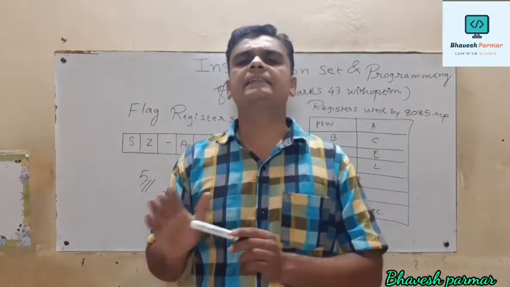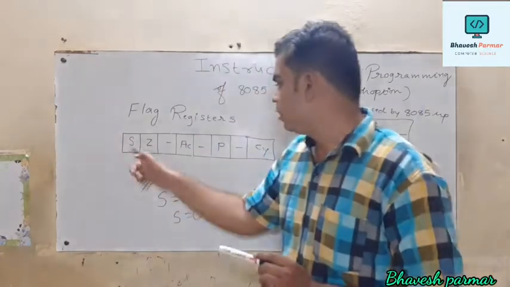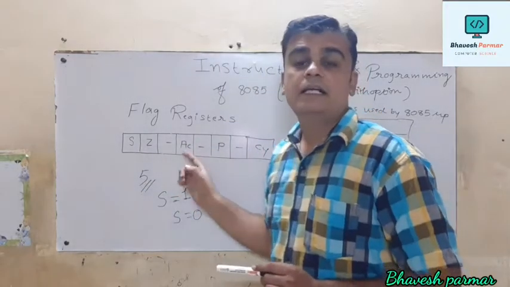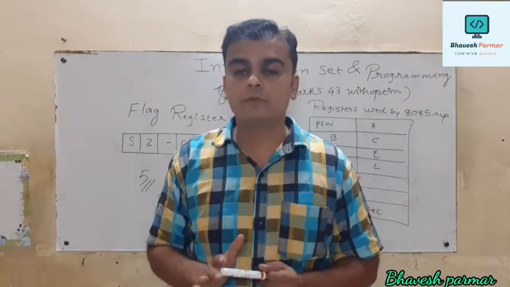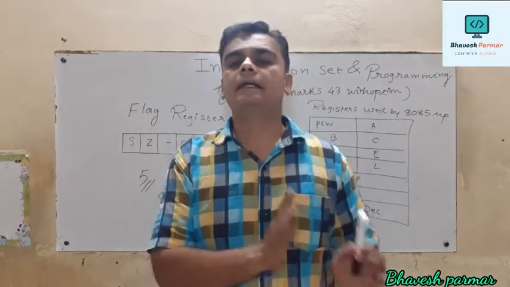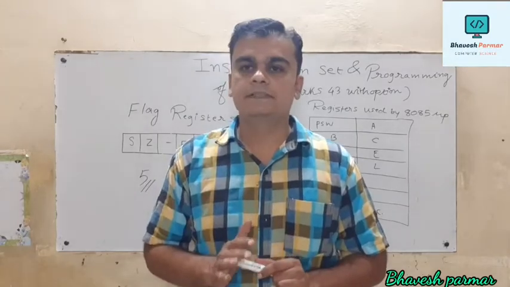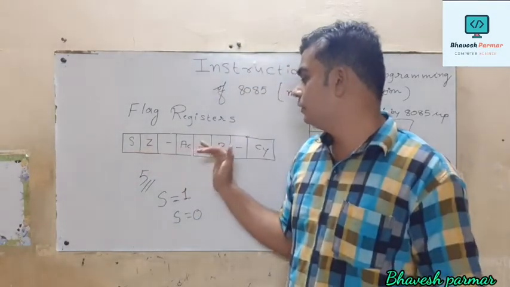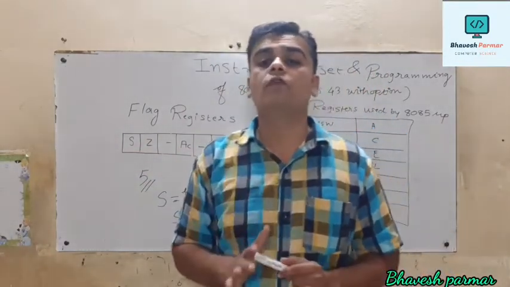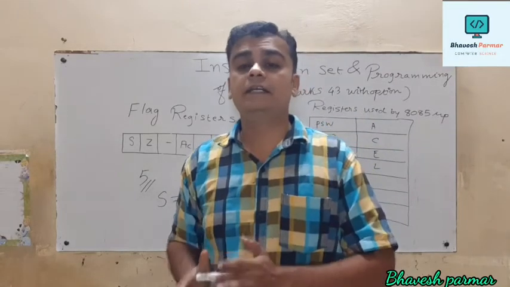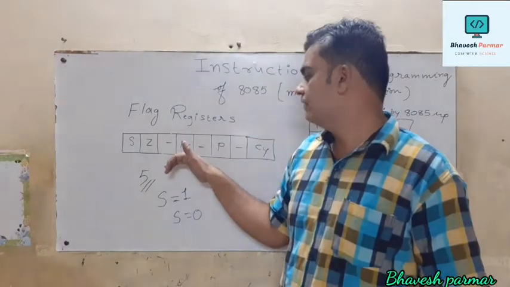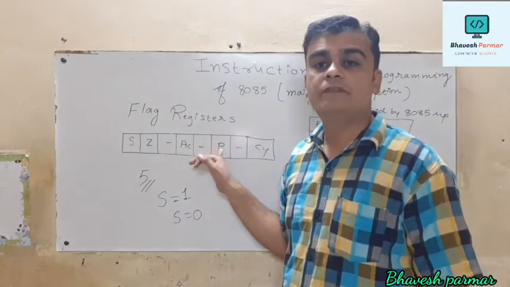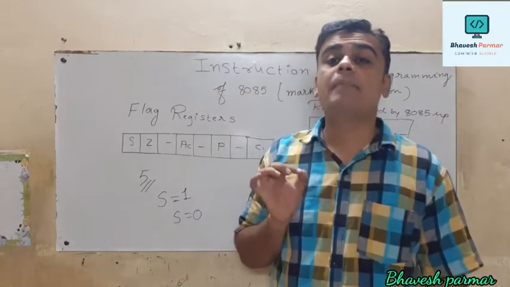And note that guys, out of these 5 flags, AC flag is specially used by the microprocessor for internal use purpose. Is that clear? Means from the user point of view, we have only 4 flags which are widely used for conclusion purpose. So guys, after AC flag, what is the next flag? P flag. P flag indicates parity flag.